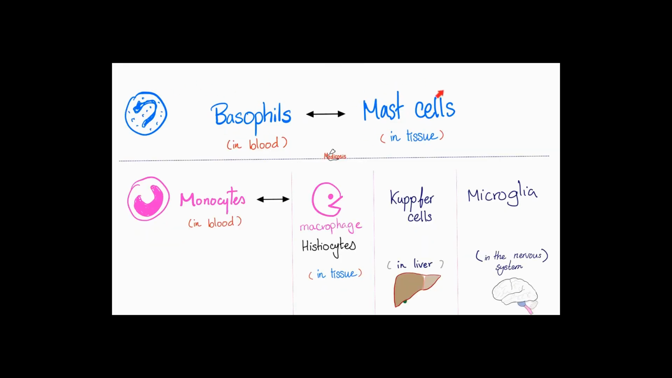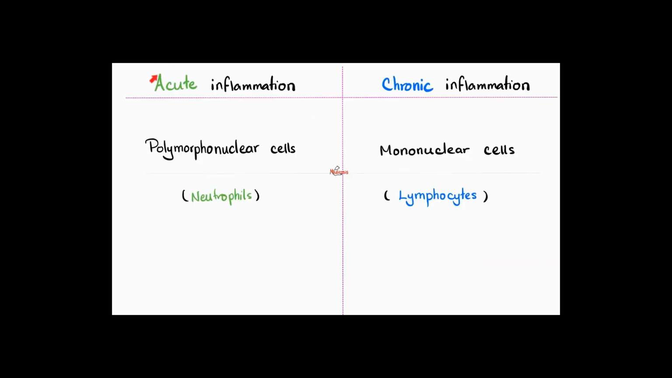Basophils in the blood are the equivalent of mast cells in the tissue. How about monocytes? They are the same as macrophages or histiocytes, Kupffer cells, microglia. They basically have the same function. It's just different locations, therefore different names. Who's the hero of acute inflammation? Neutrophils. Who's the hero of chronic inflammation? Lymphocytes. Do you remember this?